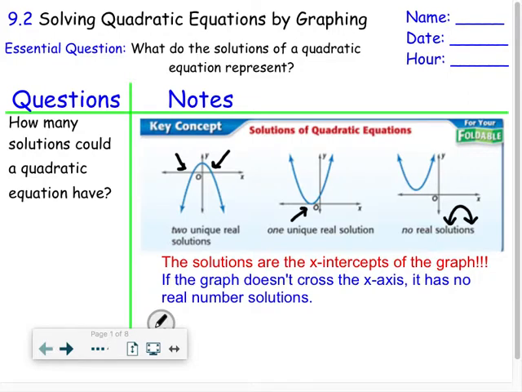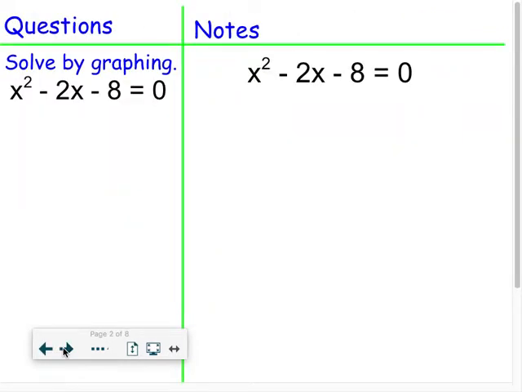All right. Now this lesson, we are going to focus on using a graphing calculator to find the solutions. So we're not going to graph by hand today. We're going to graph on the graphing calculator. So we are going to graph four different quadratics and find their intercepts. So here's our first one. x squared minus 2x minus 8 equals 0.